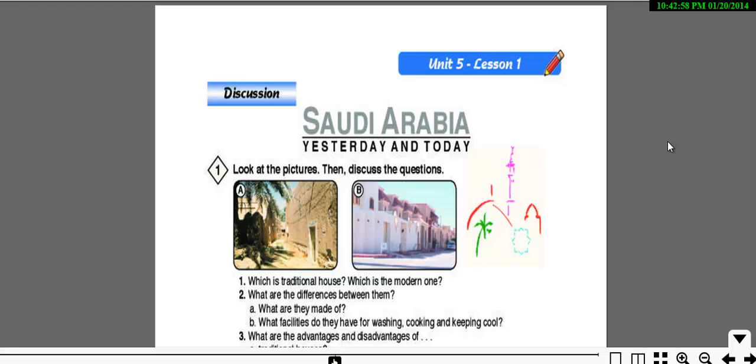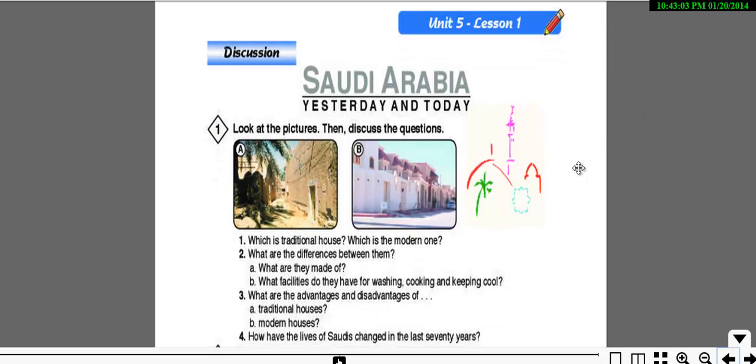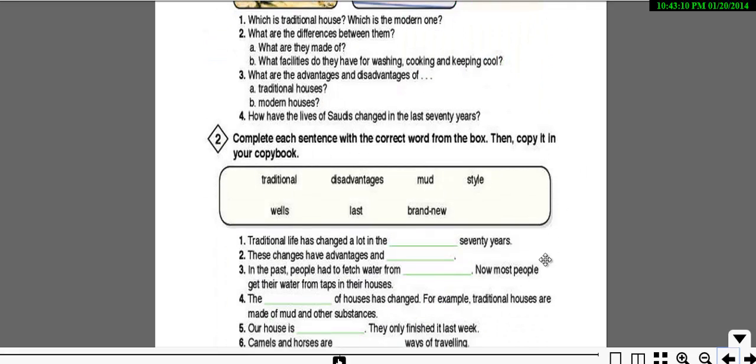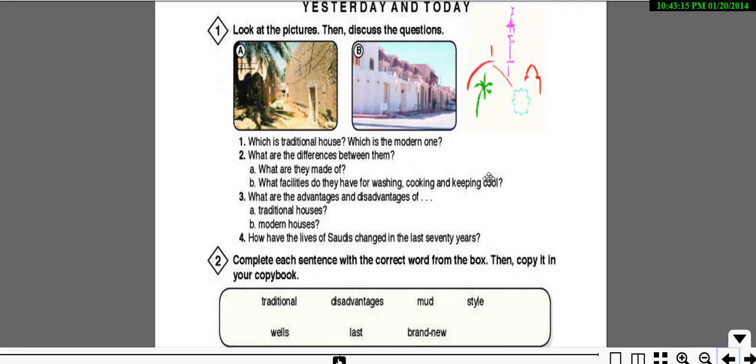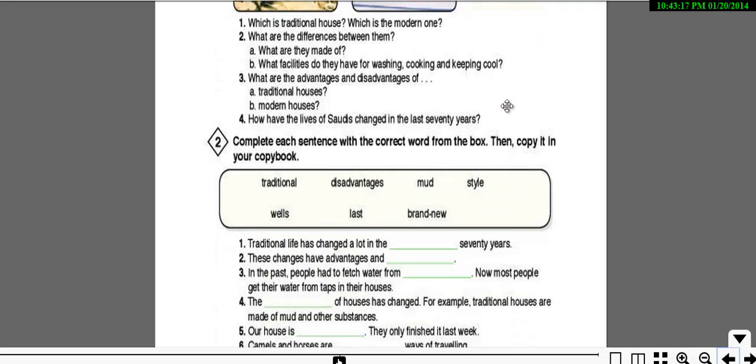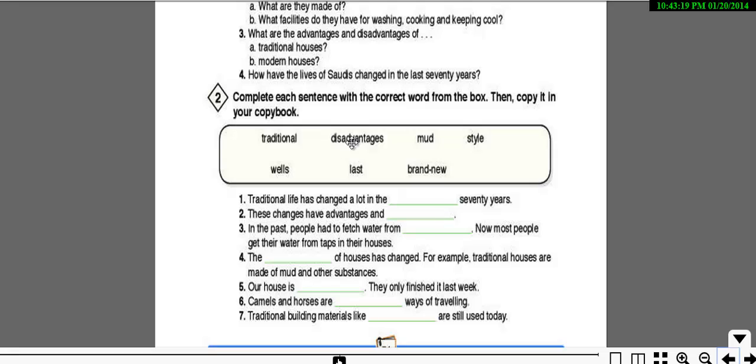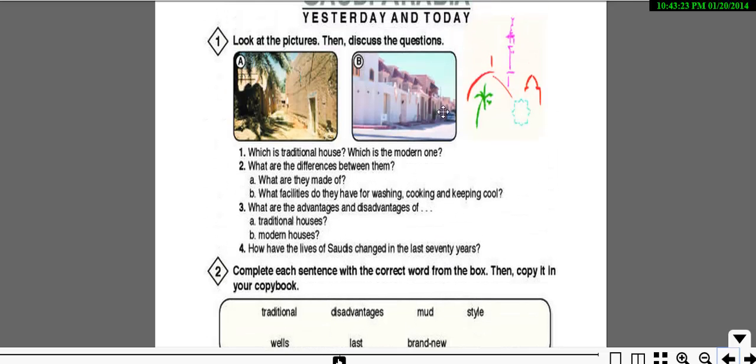We're starting a new unit. Hopefully we're finishing this book very soon. It's a discussion about Saudi Arabia and comparing yesterday to today, what has changed, what hasn't so far. As you can see on this page, we got only two parts, part 1 and part 2. Part 1 is about two pictures and some questions of discussion, and part 2 is about vocabulary and a fill-in-the-blank exercise. So let's just get started.